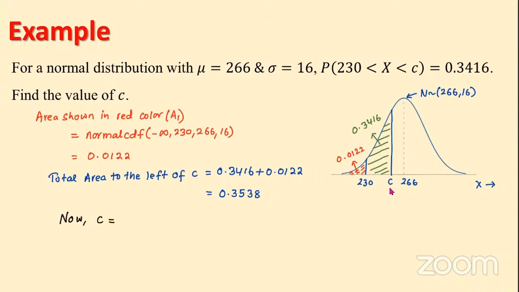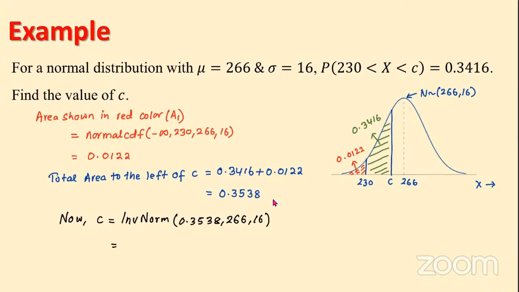C is equal to, C is the value along the x-axis. To find the value along the x-axis, we use inverse normal. So we can write inverse normal, and we need the area to the left of C. Area to the left of C is 0.3538. Mean is 266, and standard deviation is 16.